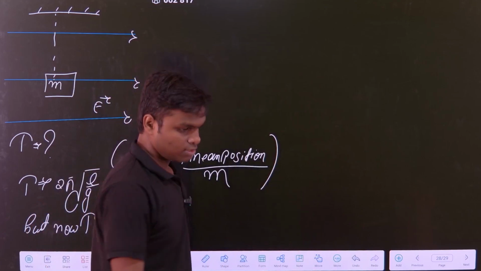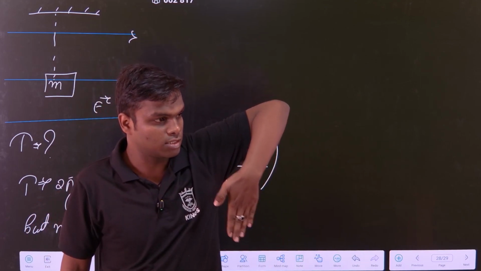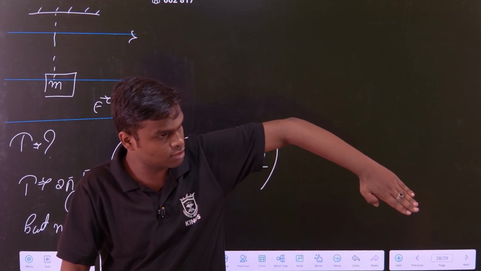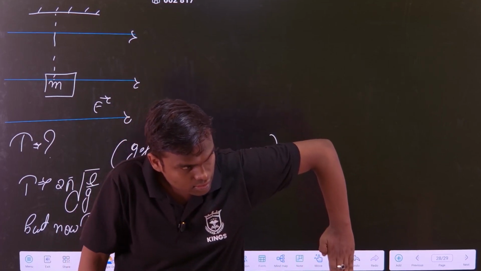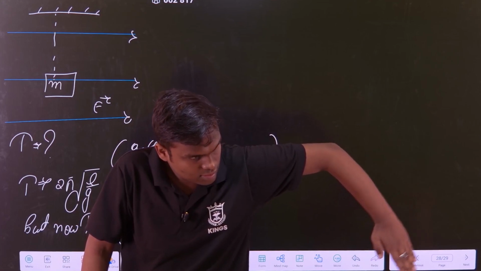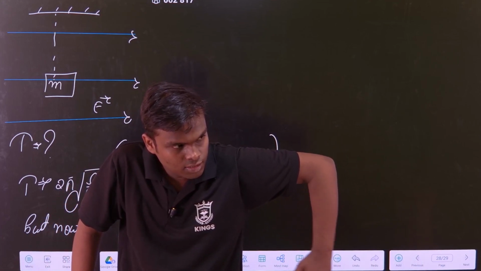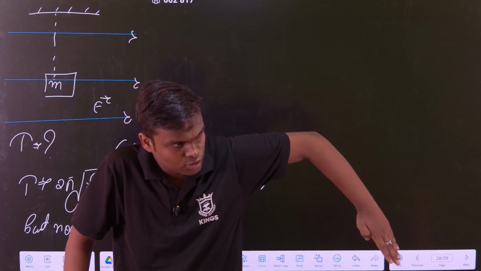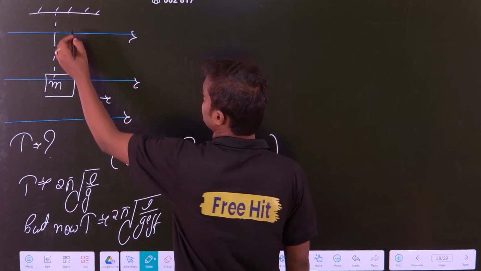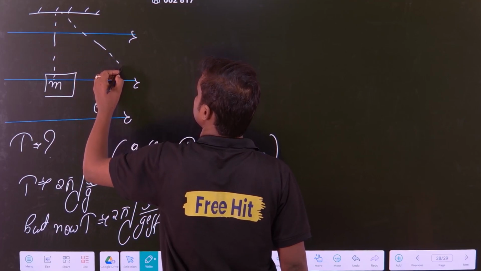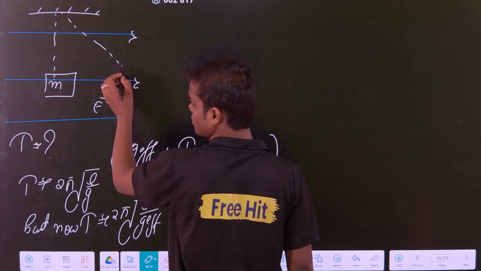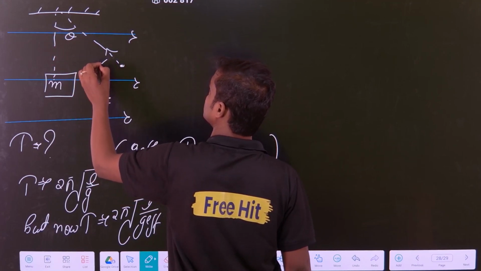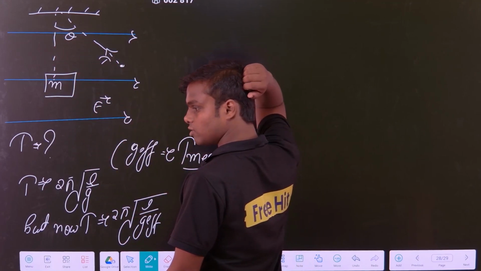Suppose this is my pendulum. Now if the force is acting in this direction, its mean position will be somewhere like this, correct? Initially it will be here if there is no electric field. Now its mean position will be like this. This angle will be theta. This is the tension T. Any doubt?